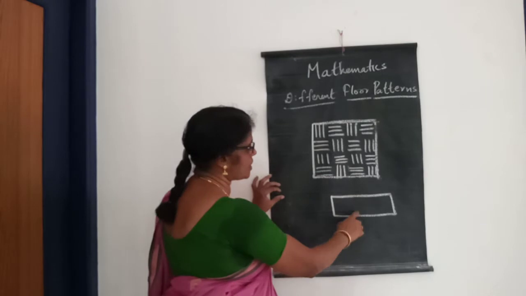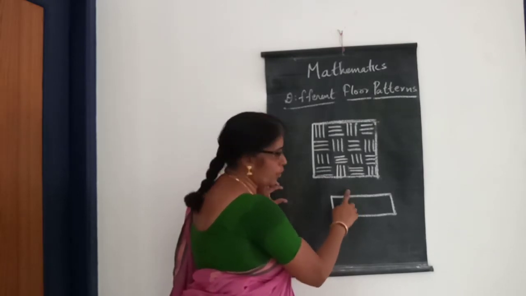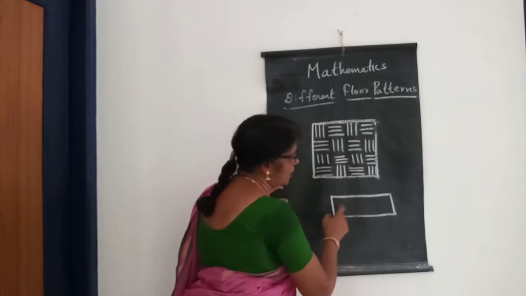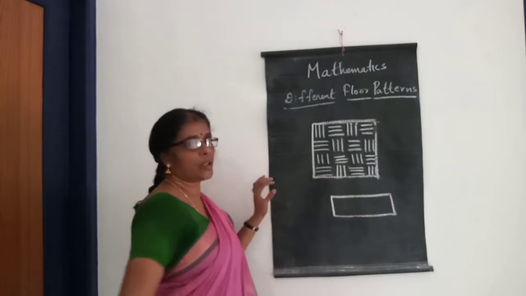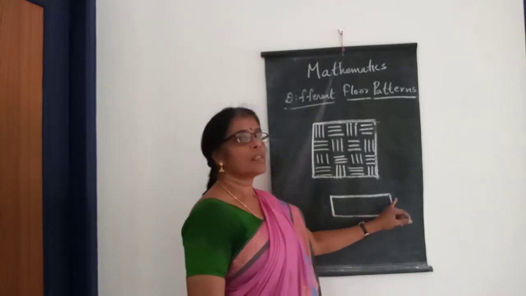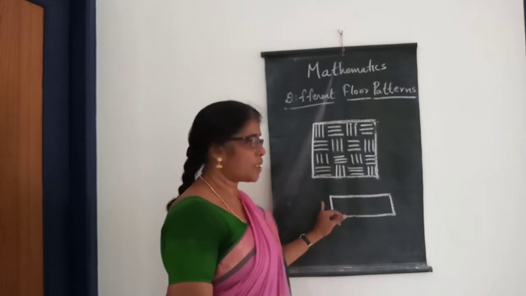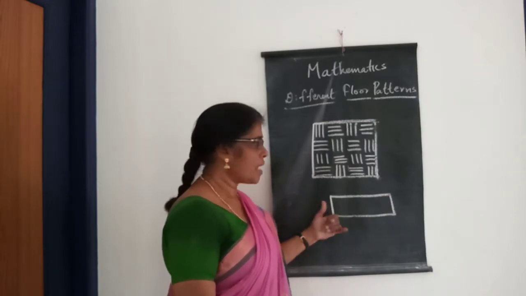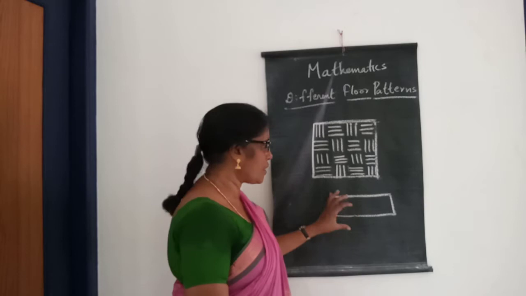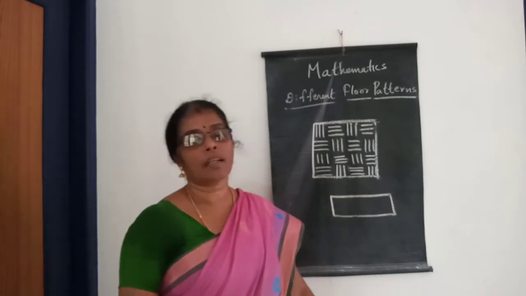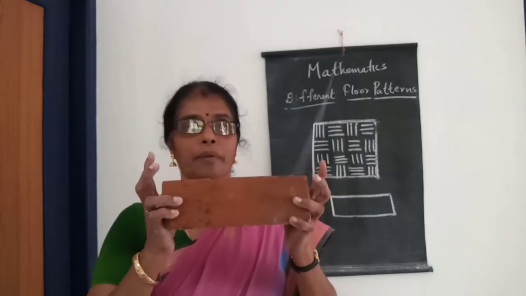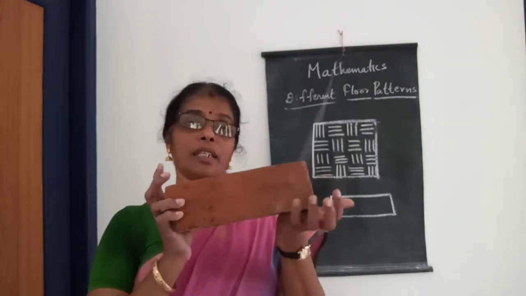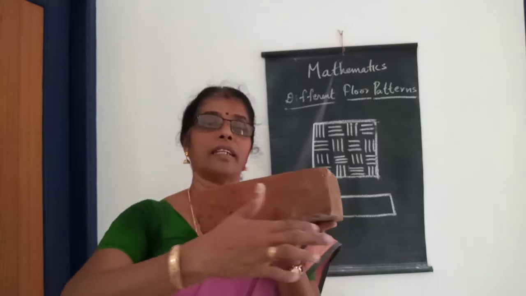These two sides are equal and these two sides are equal. These two sides are the smallest sides and these two sides are the biggest ones. So this shape is called a rectangle, and so we can say this brick is in rectangular shape. All faces are in rectangular shape.